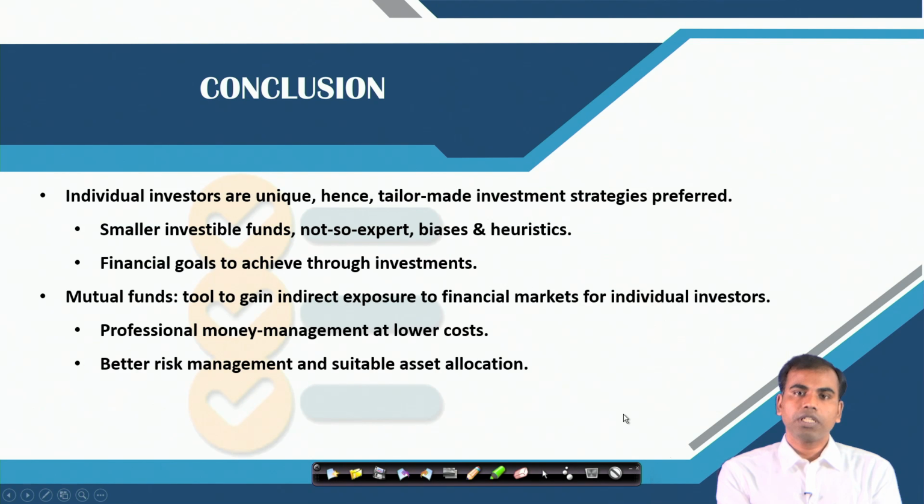So, in this session we discussed why individual investors are unique compared to institutional investors, and the reasons are the scale of operations and their expertise in managing the money. We also discussed how mutual funds can be a better and more suitable investment product for individual investors, and the different characteristics of mutual funds. In the coming session, we will discuss other investment opportunities available for individual investors, so that their financial goals can be achieved. That is all.